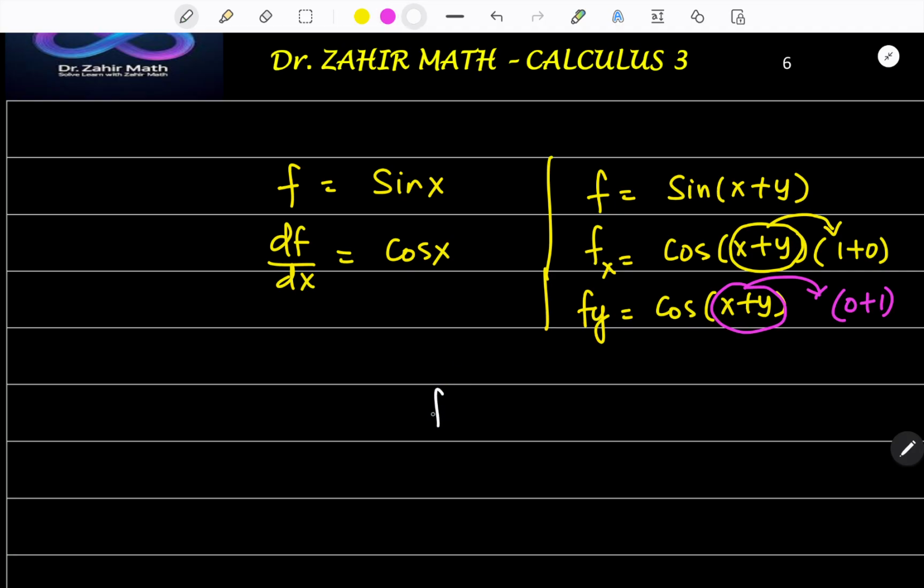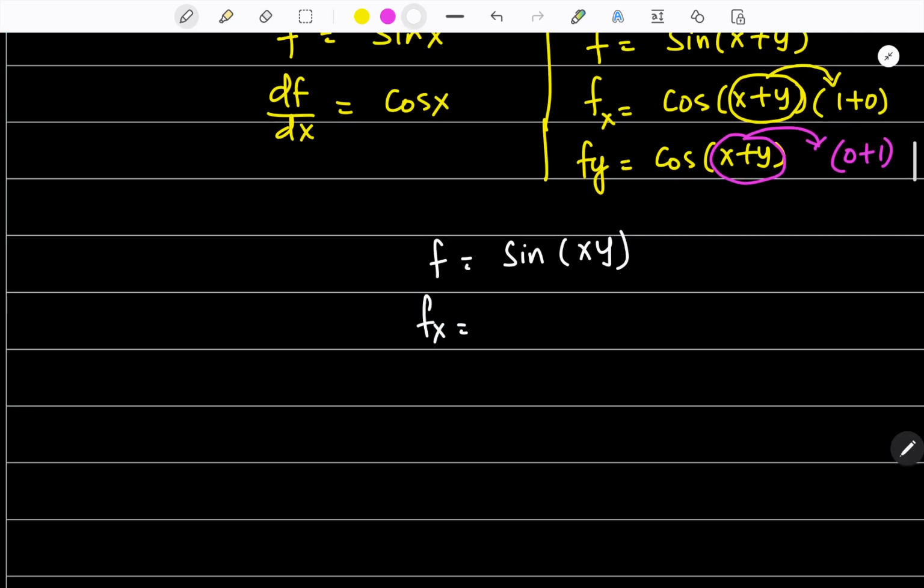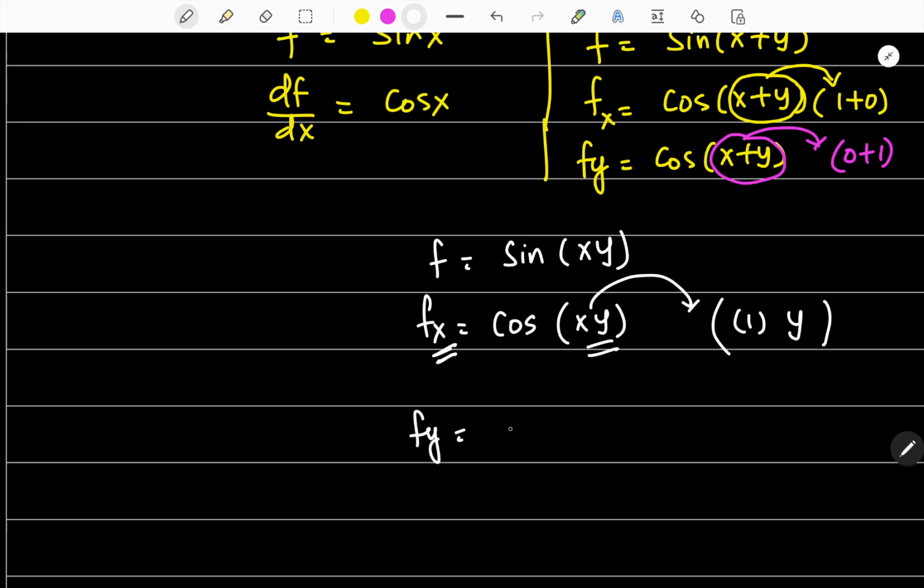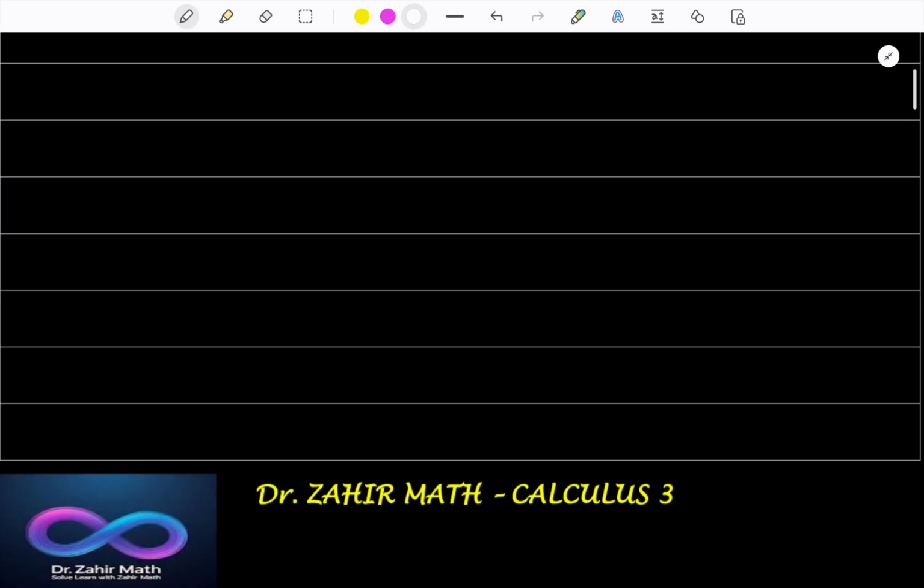Suppose you have f is equal to sine of the product xy. What is the partial derivative with respect to x? The derivative of sine is cosine xy. After that, for xy, you take the derivative with respect to x. Y is a constant and the derivative of x is 1. For fy, we take cosine xy and the derivative of xy with respect to y. X is a constant and the derivative of y is 1. So keep this idea in your mind. The same idea we are going to follow. Okay, let's go to the first question.